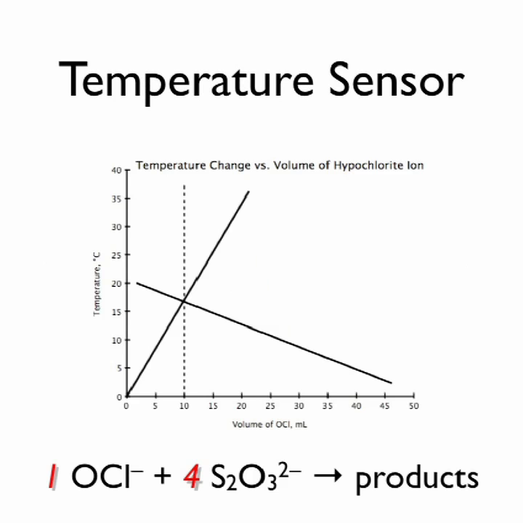The regression line that has a positive slope represents the temperature change of the reaction when the hypochlorite ion is the limiting reactant. The regression line with a negative slope represents the temperature change when the hypochlorite ion is in excess. Both of these reactions have a total of 50 milliliters, and the molarity of each reaction is held constant, and therefore, in this specific example, the optimum volume of hypochlorite ion is 10 milliliters. Therefore, again, the ratio was 1:4.